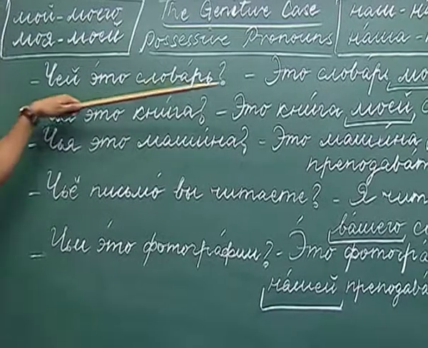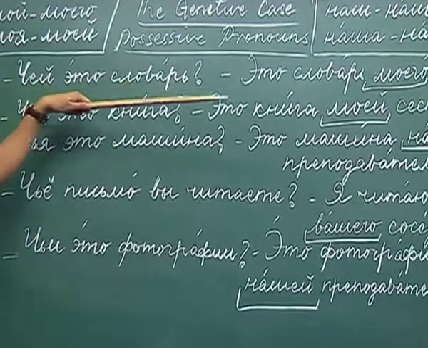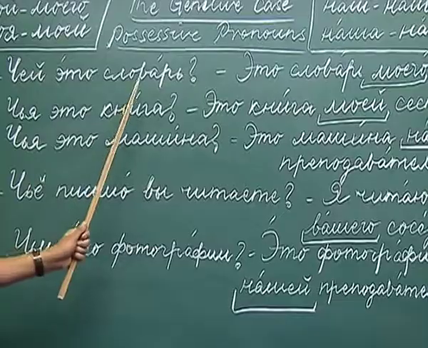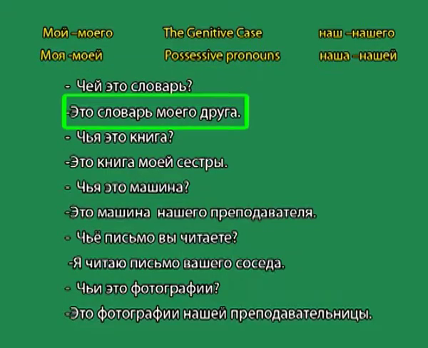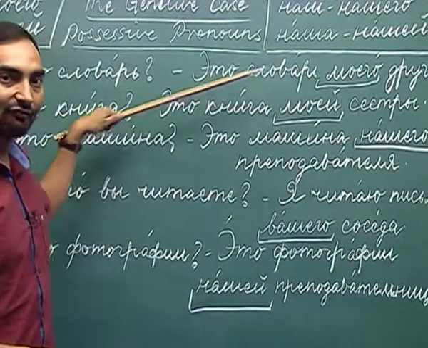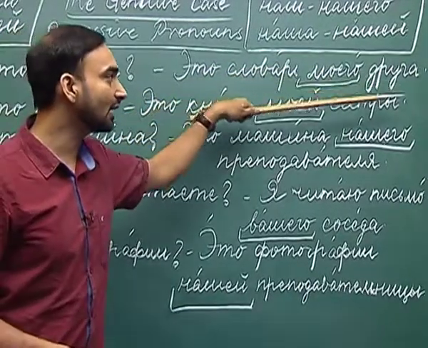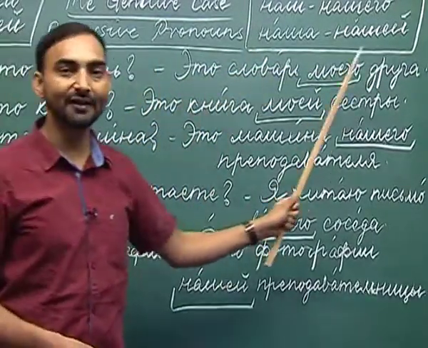Чей это словарь? Словарь is masculine, that is why we have used чей. Чей is whose. Whose is this dictionary? Это словарь моего друга. This is my friend's dictionary.